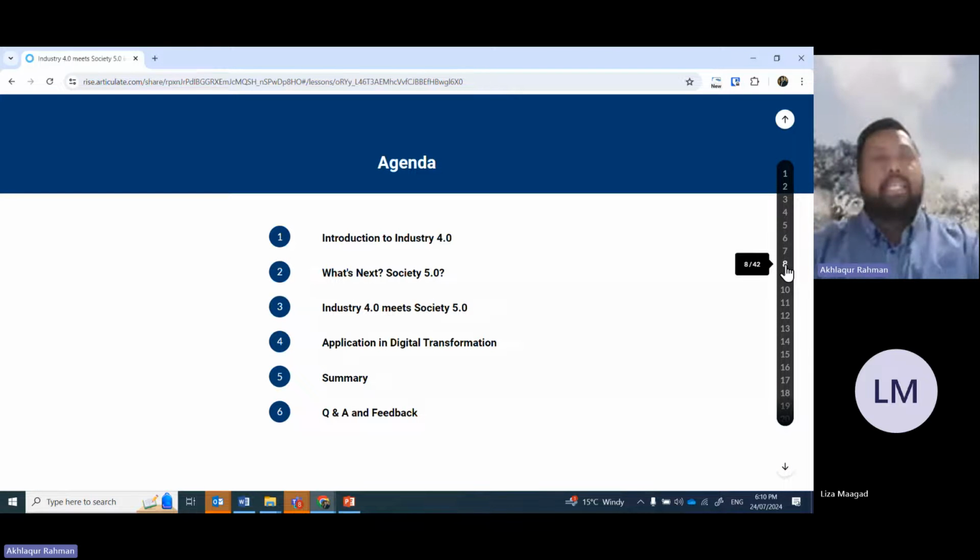The main agenda for today's presentation, as the title suggests, is Industry 4.0 meets Society 5.0 in the era of digital transformation. As is evident from the title, it talks about a couple of technologies that are very relevant and highly talked about nowadays, and how they can be integrated into what we need to do going forward. So that is the main idea today.